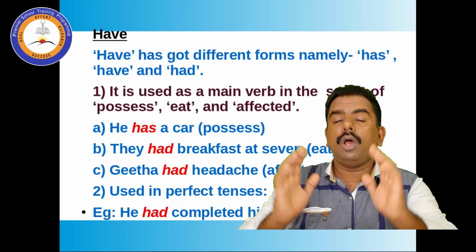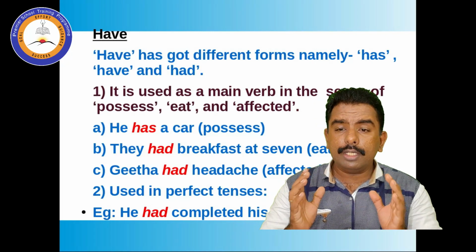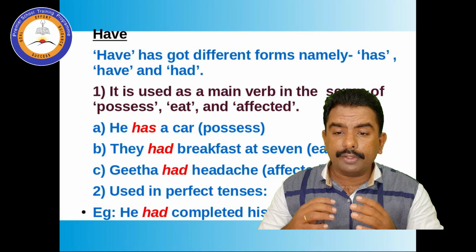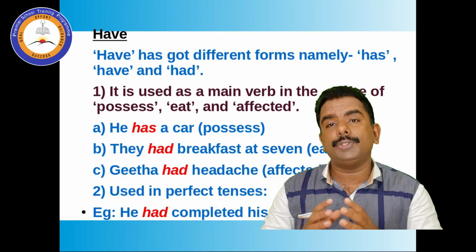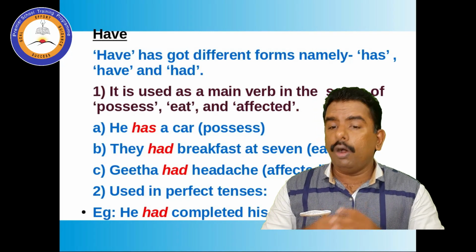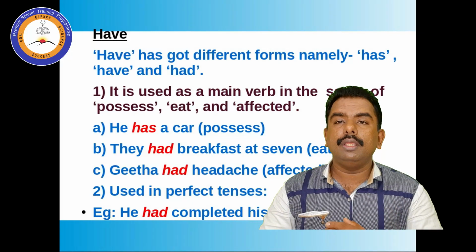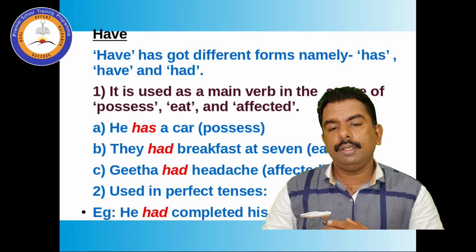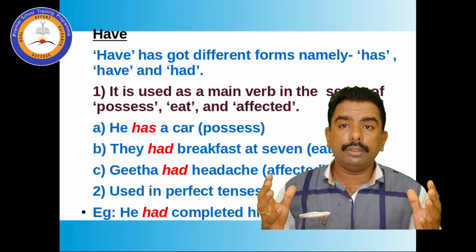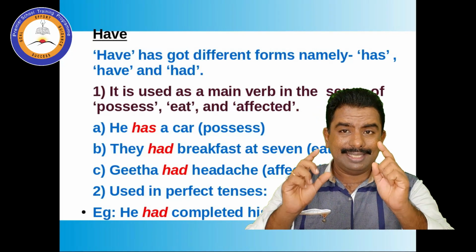Next is modal auxiliaries. The word modal comes from mood. So modal auxiliaries show the mood of the speaker. They help us to make requests, offers, suggestions, wishes, etc. They cannot stand alone, and they should be combined with main verbs. Uses of modal auxiliaries. First one is can.